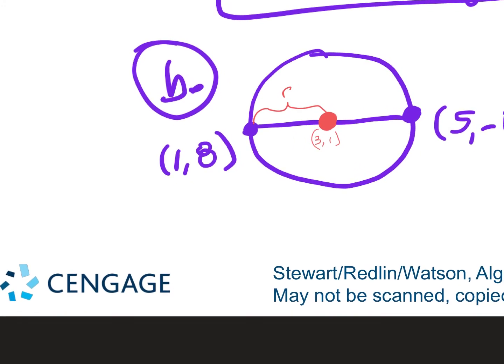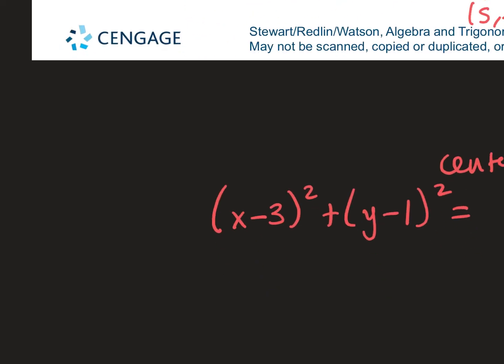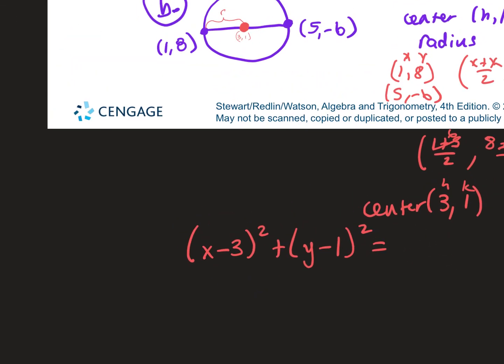Why did I pick 1, 8? Because it's easier. They're both positive. I'm always going to try and find the easiest way to do something. You want to work smarter, not harder. You could find the distance from the center to 5, -6, and that's fine, but I'm just going to do from 1, 8 to 3, 1 because they're all positive numbers. What formula did I learn yesterday that tells me how far something is? The distance formula. We take our x's, subtract them, squared, and our y's, subtract them, squared. I'm sorry, I don't know why I said divide by 2.